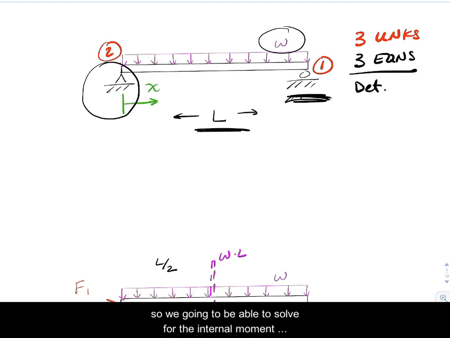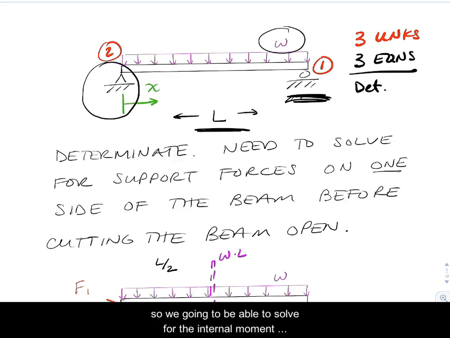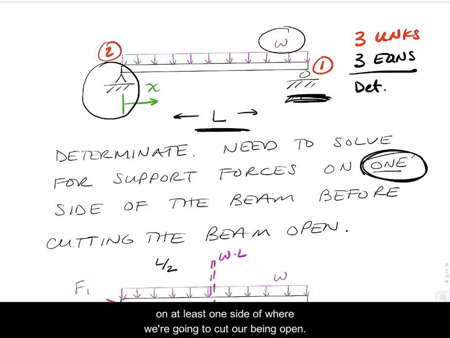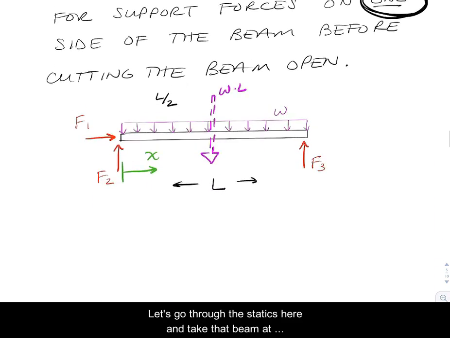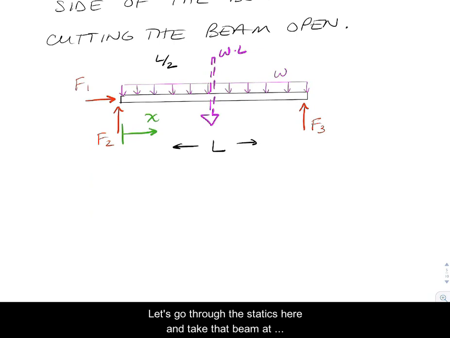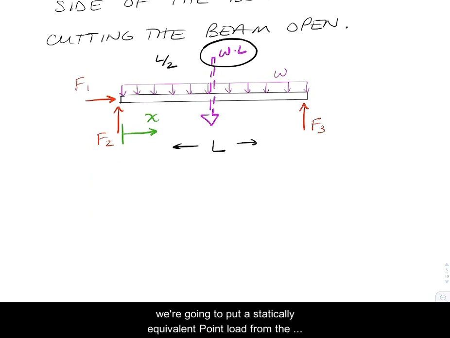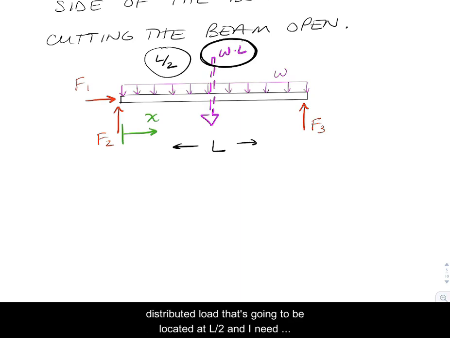And so we're going to be able to solve for the internal moment, but we're going to need to solve for some of the support forces. What we need to do is solve for support forces on at least one side of where we're going to cut our beam open. So let's go through the statics here. We're going to take that beam as the whole structure representation. We're going to put a statically equivalent point load from the distributed load, located at L over 2. And now I need to do some statics.